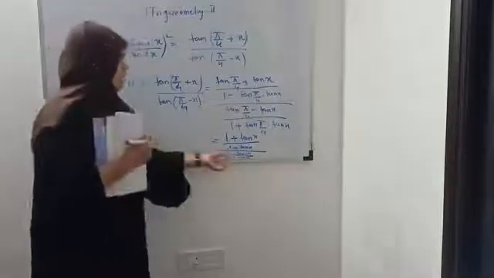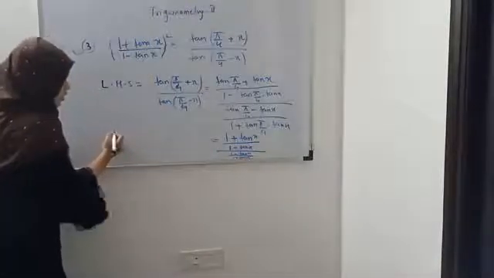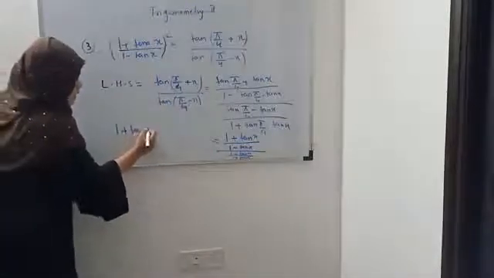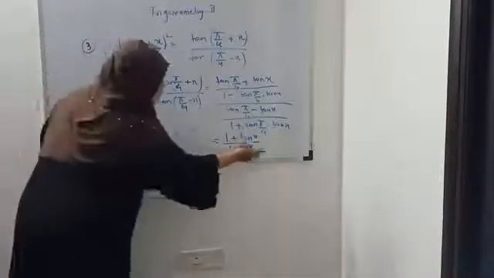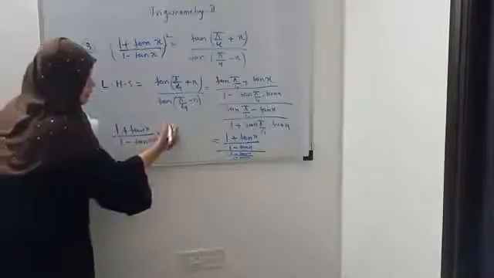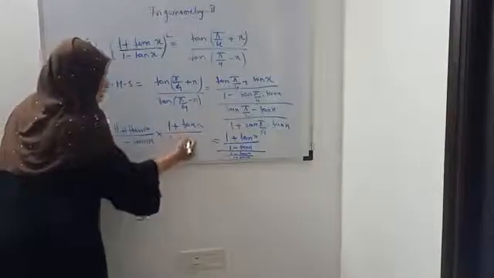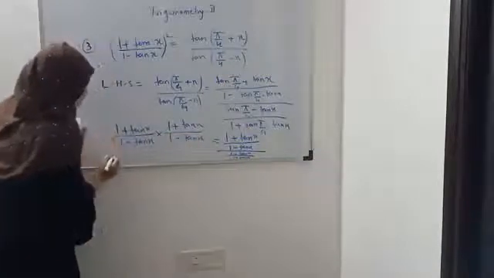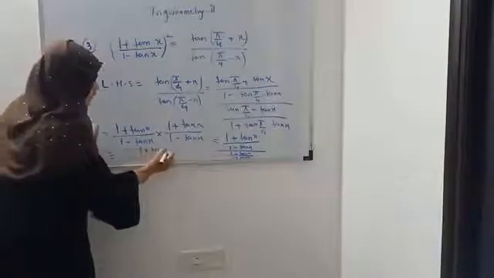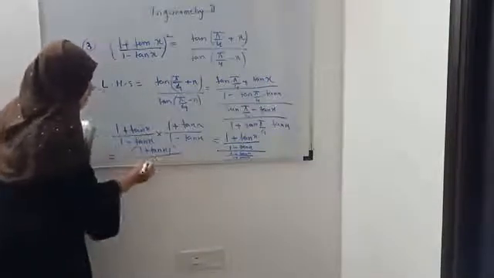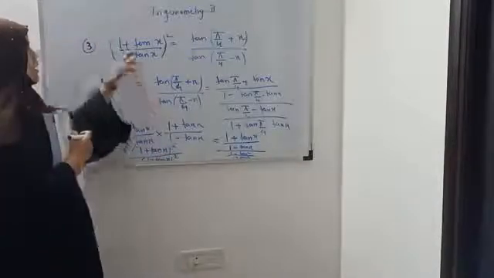So we will take this term into the numerator. Here it will be (1 + tan x) divided by (1 - tan x), and if I take this term into the numerator, it will go into multiplication. So it will be (1 + tan x) divided by (1 - tan x) again, which is equal to (1 + tan x) whole square divided by (1 - tan x) whole square, which is your LHS.